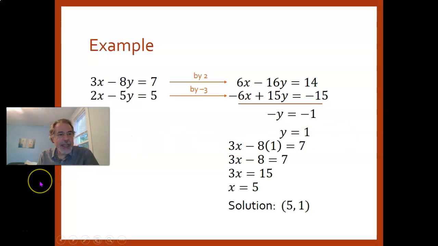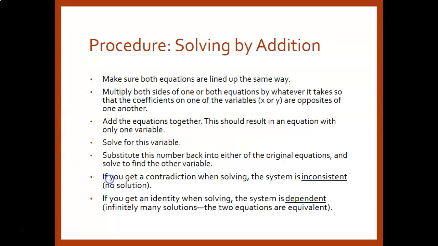Now that we've seen some examples, let's stop and take a look at how this works in general. Here's the procedure to follow for solving by the addition method, or the elimination method, if you want to call it that. First, both of the equations have to be lined up the same way. The x terms in the same place, the y terms in the same place, the constant terms in the same place. So if it's not already that way, you might need to do some rearranging, add or subtract the same thing on both sides so that they are both lined up the same way.